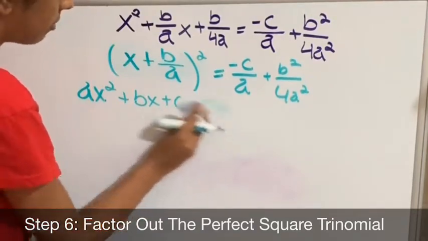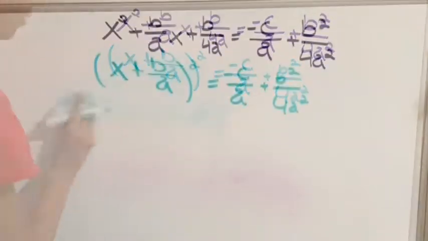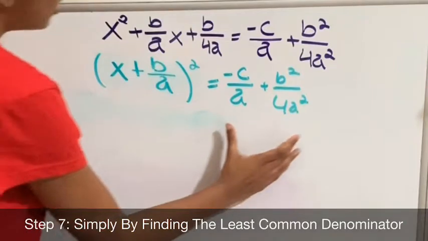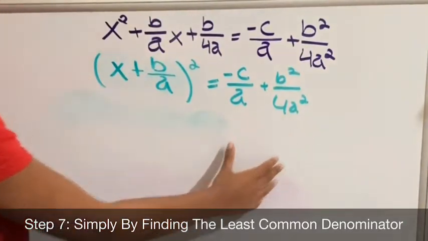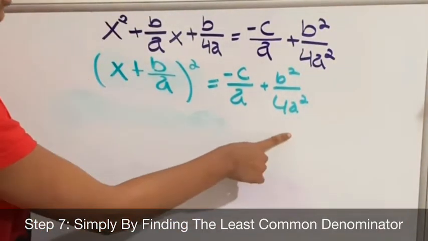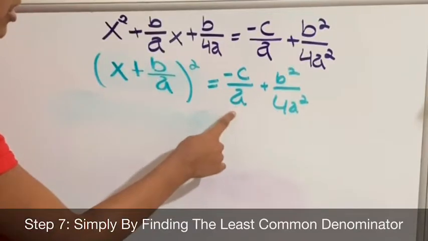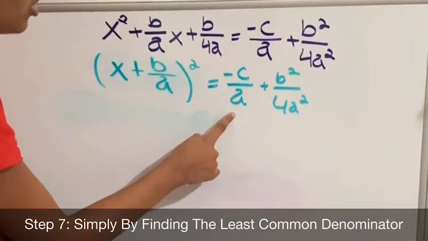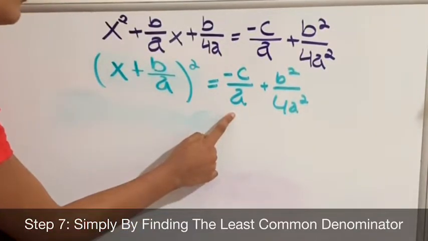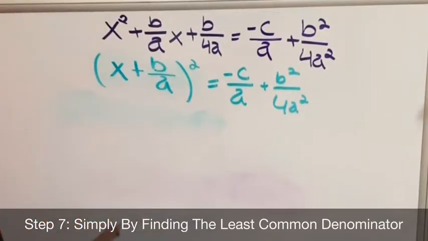So in our next step, we're going to simplify. In order to simplify, we're going to focus on the right side of this equation, since we have two fractions that we can't add because they don't have the same denominator. So in order to add them, we need to find the least common denominator between the two.